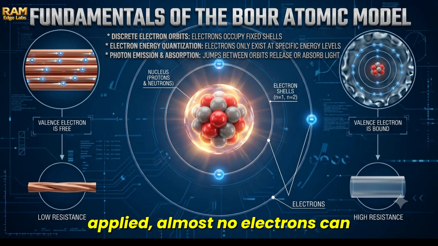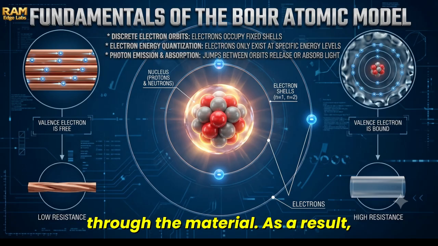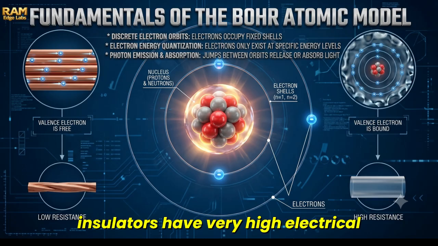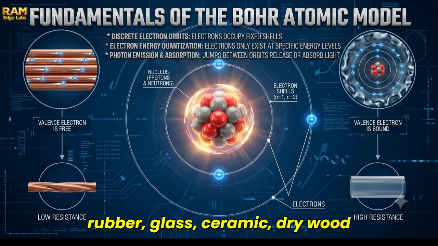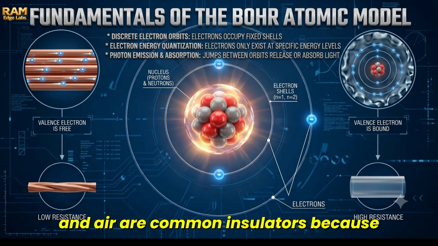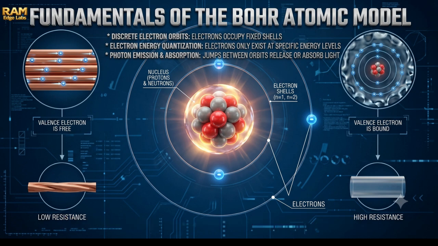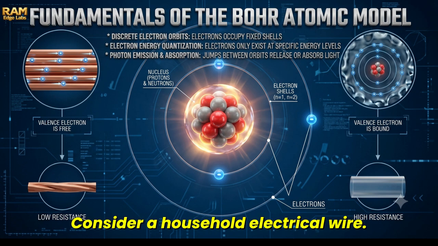When voltage is applied, almost no electrons can move, so electric current cannot flow through the material. As a result, insulators have very high electrical resistance. Example: plastic, rubber, glass, ceramic, dry wood and air are common insulators because their outer electrons are tightly held by the nucleus. Real-life example: consider a household electrical wire.